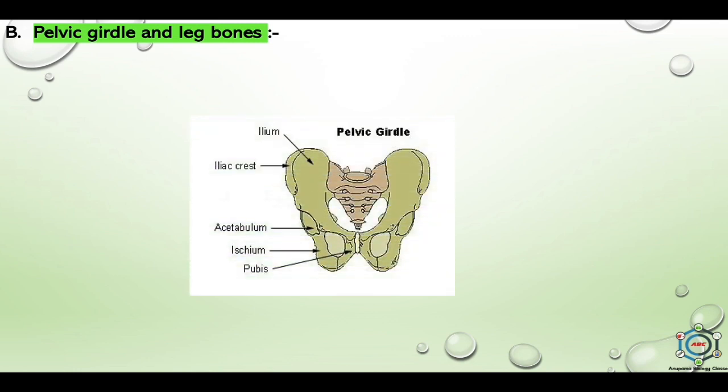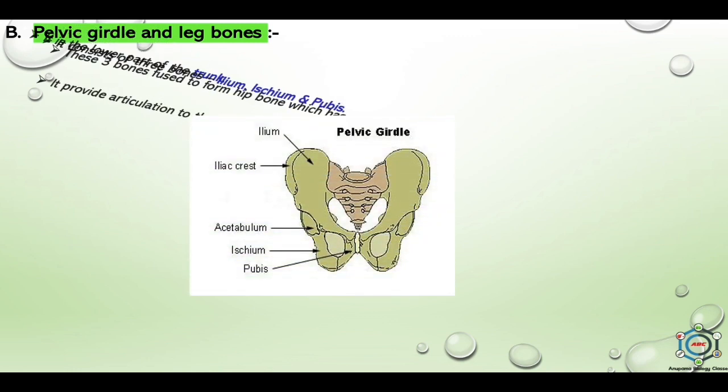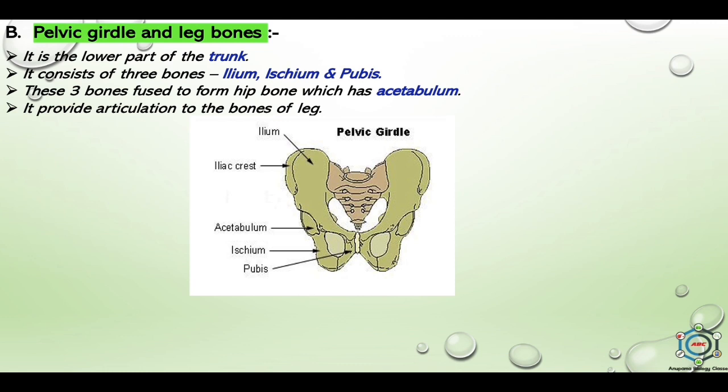Now the second, that is the pelvic girdle and the leg bones. This is the structure of a pelvic girdle. It is the lower part of the trunk. It consists of three bones, that is ilium, ischium and pubis. In the picture you can see the structure and position of these three bones in the pelvic girdle, and these three bones fuse to form the hip bone, which has the acetabulum.